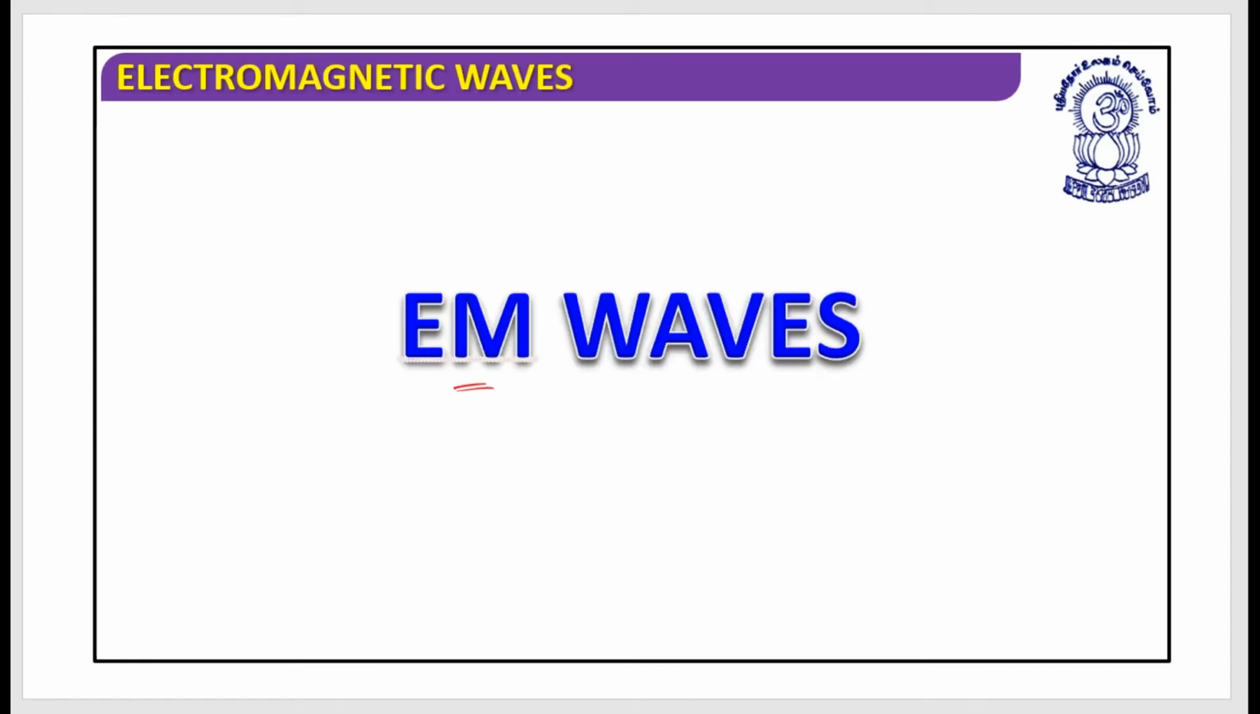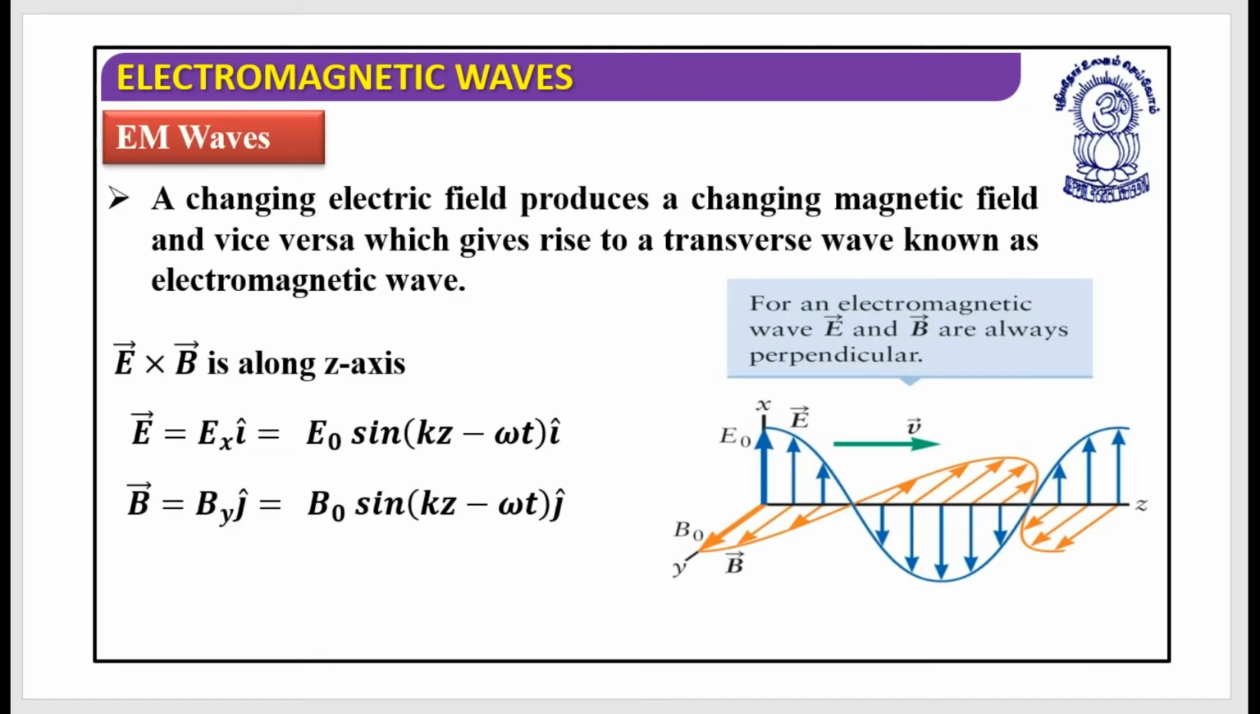In today's class we are going to discuss EM waves. Now what EM waves are, let's have a look. We can say a changing electric field produces a changing magnetic field and vice versa, which gives rise to a transverse wave. That is what we call electromagnetic waves.